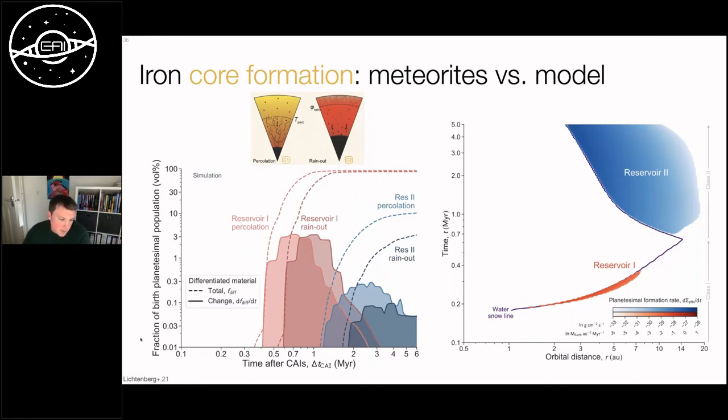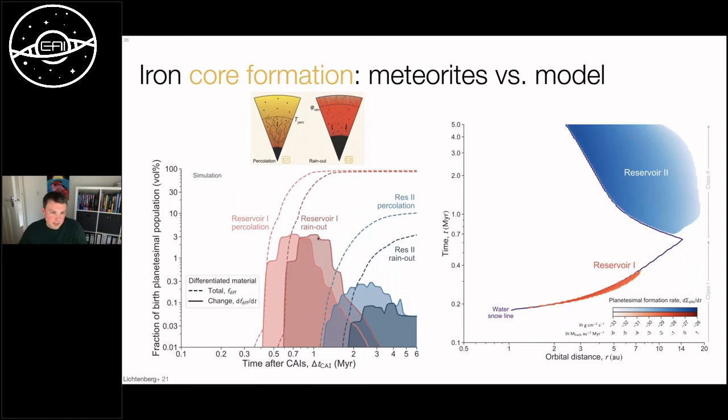This here shows time after CAIs. This is a fraction of the birth planetesimal population per reservoir. So 100% would be the whole of the planetesimal population in reservoir 1, and in blue, 100% would be the whole of reservoir 2. Let's just focus, for simplicity, on this darker peak each time here. This is the change in core-formed material, in differentiated material.